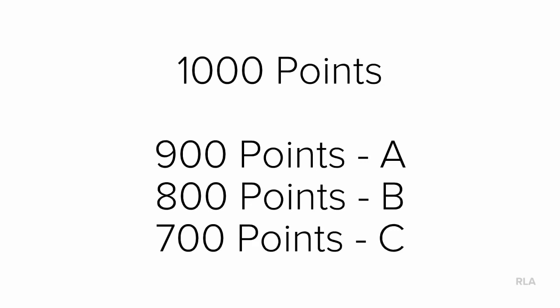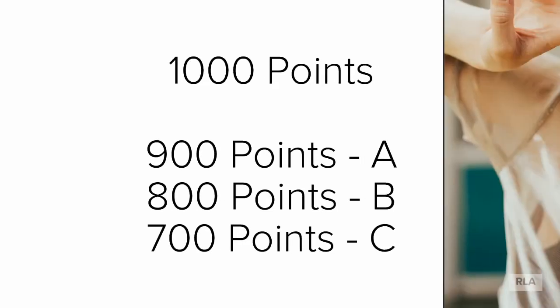It basically means that you're always going to be evaluated on how many points you get out of 1,000. Therefore, if you get 900 points, you basically have a 90 and an A in the class. 800 points, an 80 and a B. 700 points, 70 and a C.